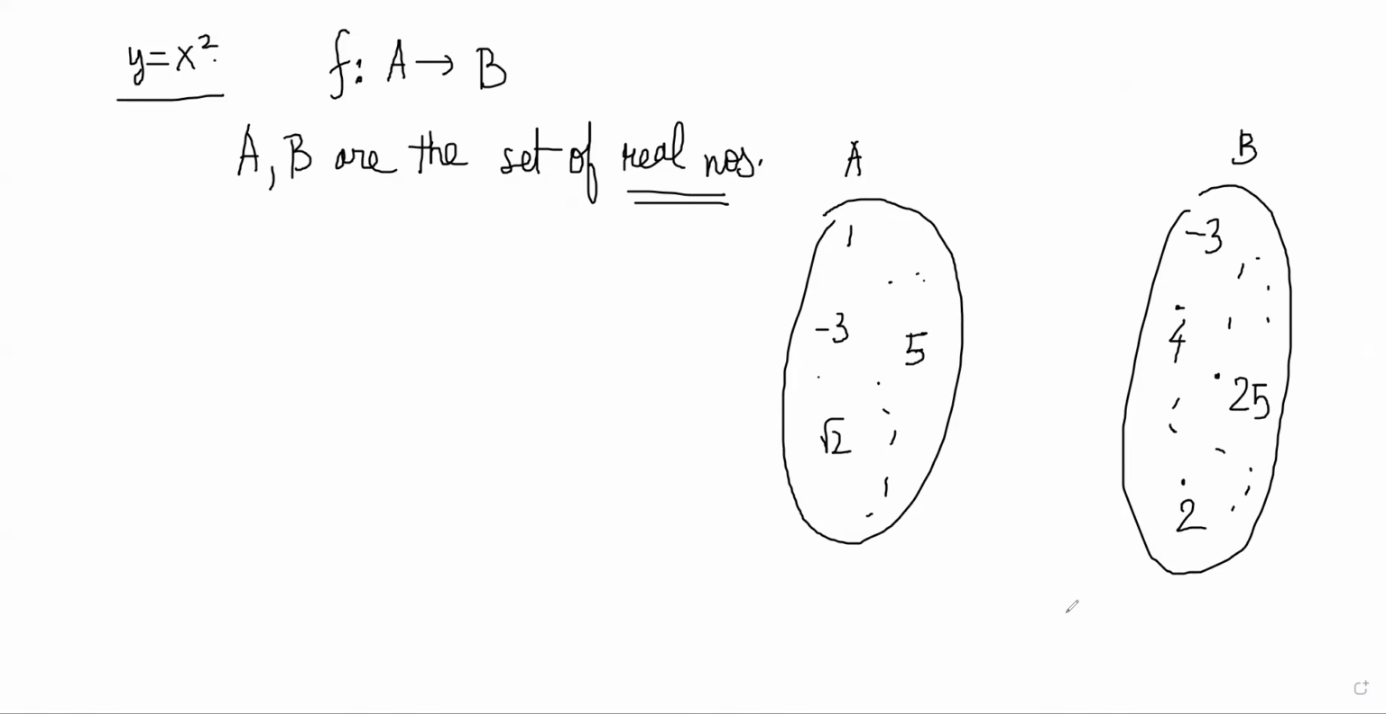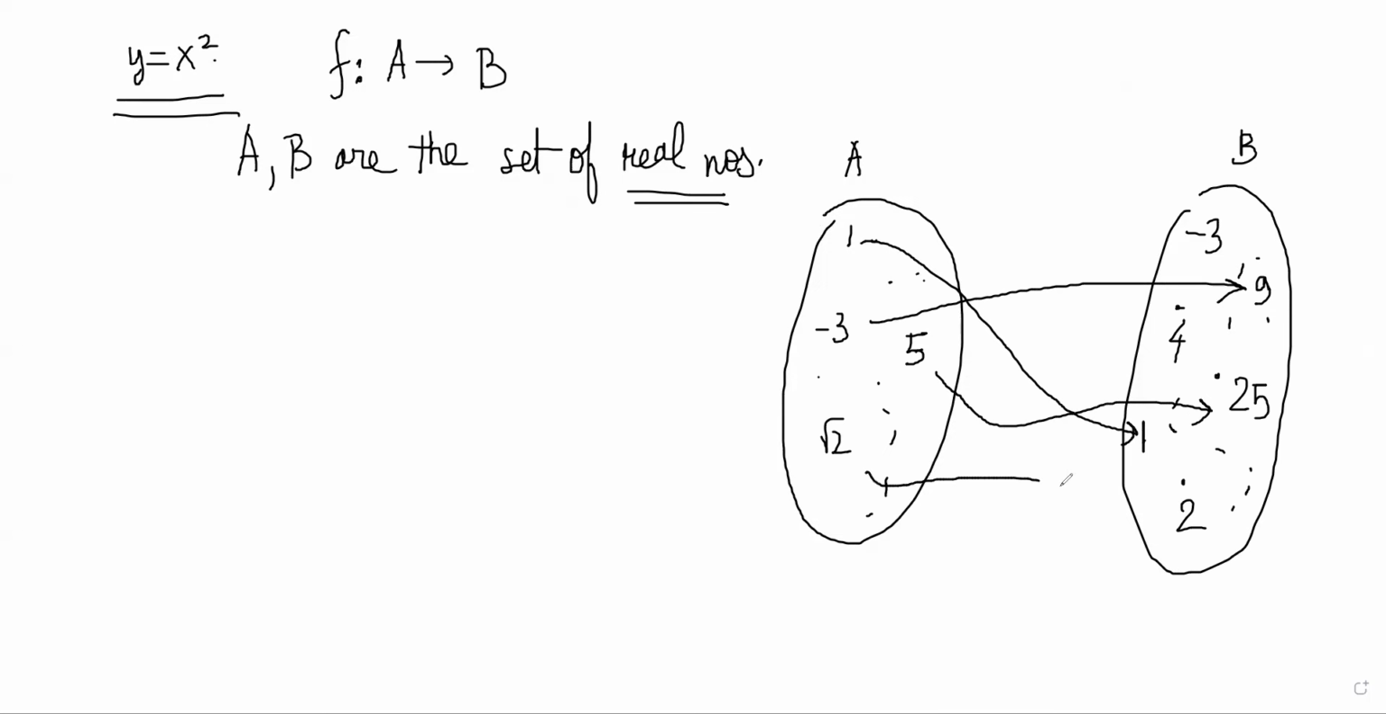There are infinite numbers in that set also, correct? Now, if I want to draw the function diagram, obviously the function was y is equal to x squared. So 1 should be linked to 1, minus 3 should be linked to 9 somewhere, right? 5 should be linked to 25, and root 2 should be linked to 2, and so on, right? For all the real numbers, you will find its counterpart, the square of that, and you will connect it to this, right?